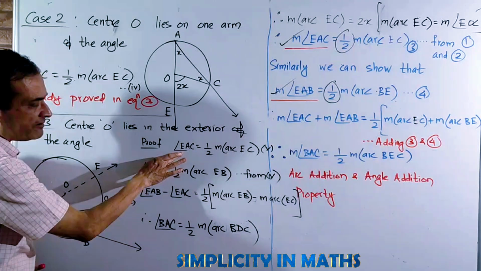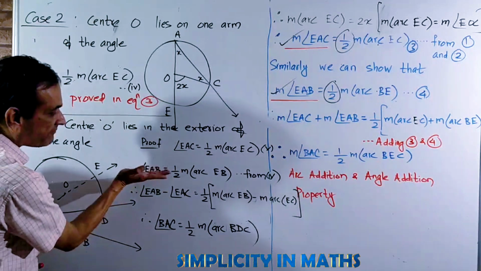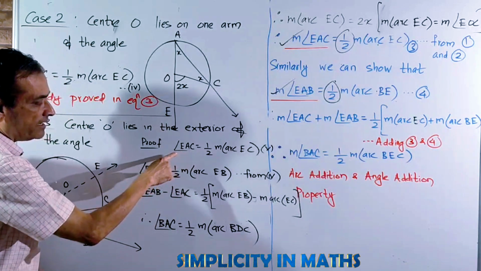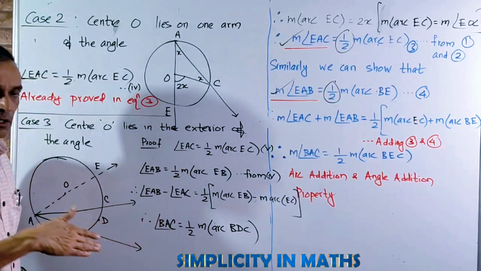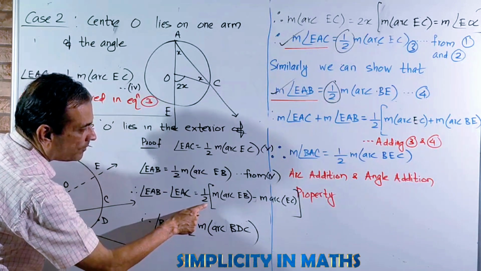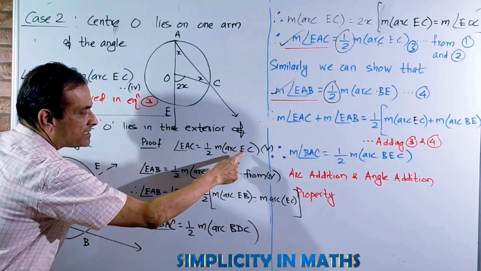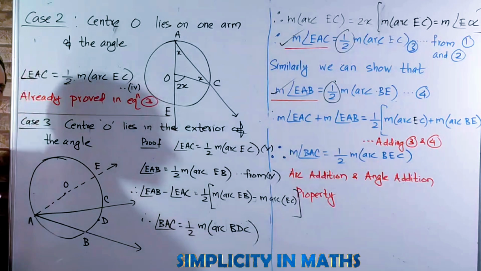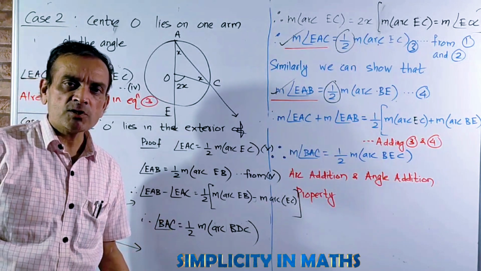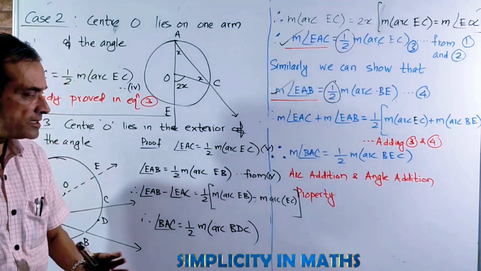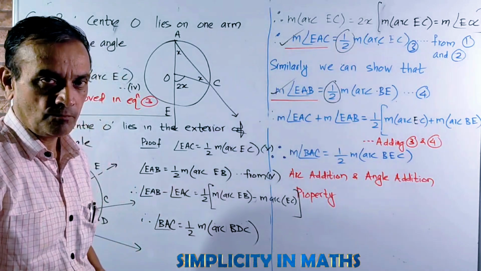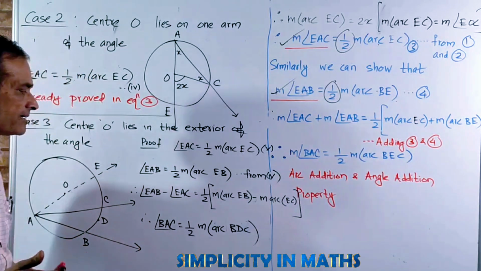Left hand side minus left hand side. I am taking this equation first: angle EAB minus angle EAC, LHS minus LHS. But when you go to the RHS, take half common: measure of arc EB minus measure of arc EC. Okay? The property is called angle addition, but here we are subtracting one angle from the other. In reality, it is angle subtraction.